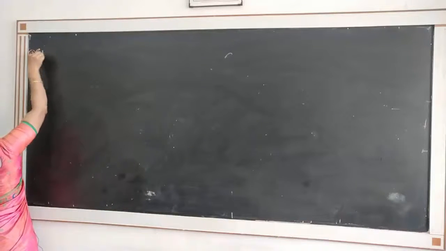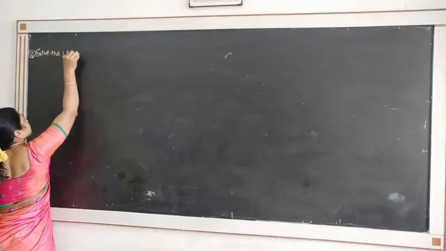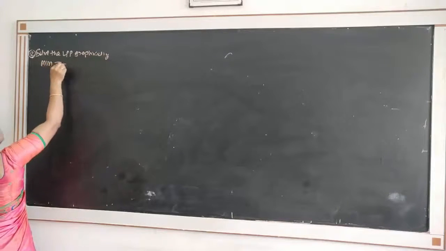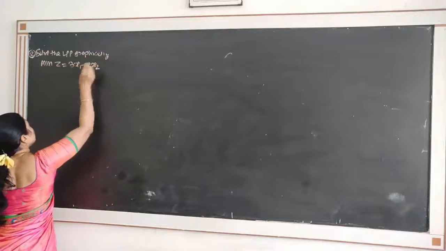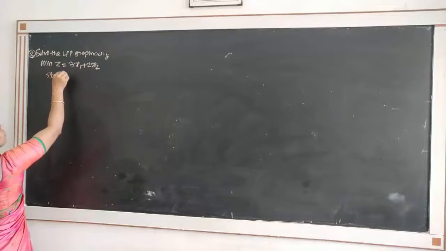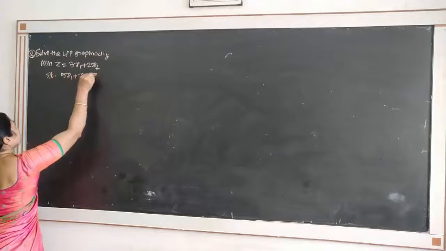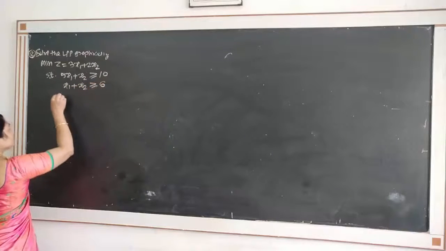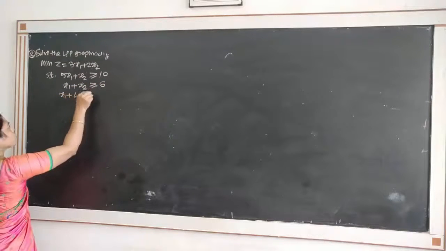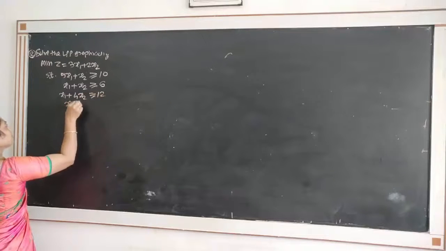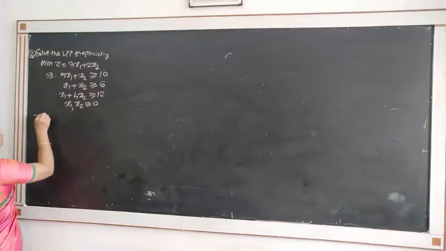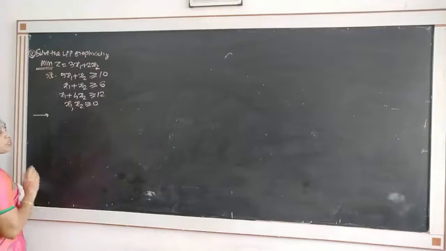Consider the example for minimization. Solve the LPP graphically. Minimize Z equal to 3x1 plus 2x2 subject to 5x1 plus x2 greater than or equal to 10, x1 plus x2 greater than or equal to 6, and x1 plus 4x2 greater than or equal to 12, x1, x2 greater than or equal to 0. To solve this LPP graphically, we have considered the function minimization.